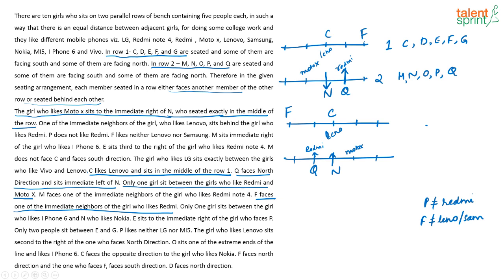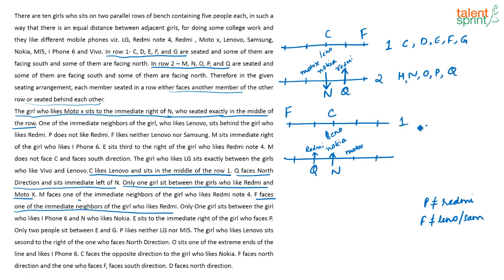Now after that, what do you do? Only one girl, M faces one of the immediate neighbors of the girl who likes Redmi Note 4. So again, I don't know where to fix that, let that be there. Only one girl sits between the girl who likes iPhone 6 and N who likes Nokia. So N likes Nokia, that's also we have found. So N likes Nokia in both the cases.